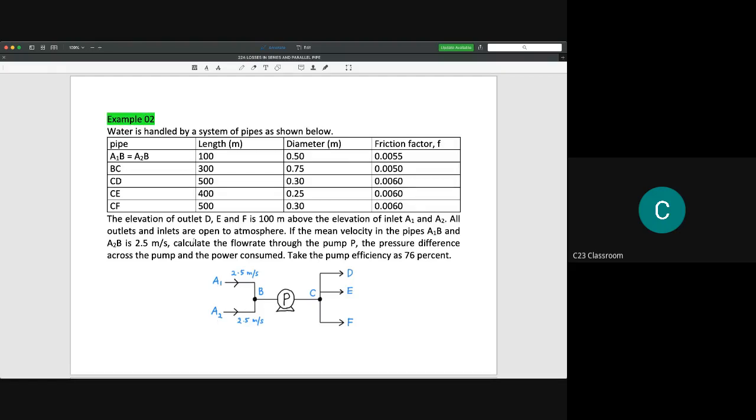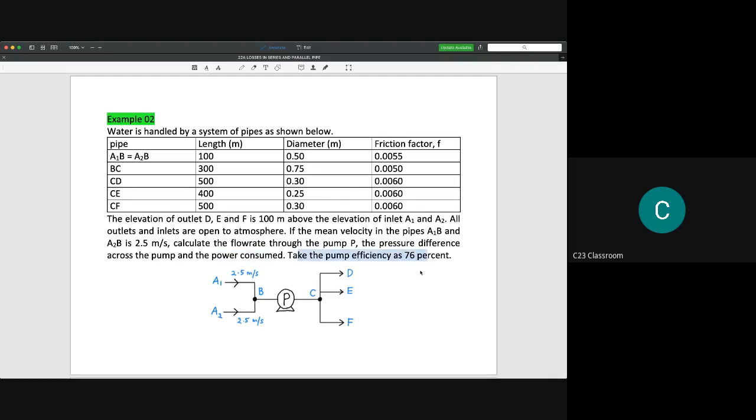And all outlets and inlets are open to atmosphere. If the mean velocity in the pipes A1B and A2B is 2 meters per second here and 2.5 meters per second here, calculate the flow rate through the pump P, the pressure difference across the pump, and the power consumed. So we need to calculate 3 items: the flow rate through the pump, the pressure difference across the pump, meaning the pressure difference before and after the pump, and the power consumed. And we need to take the pump efficiency as 76%.